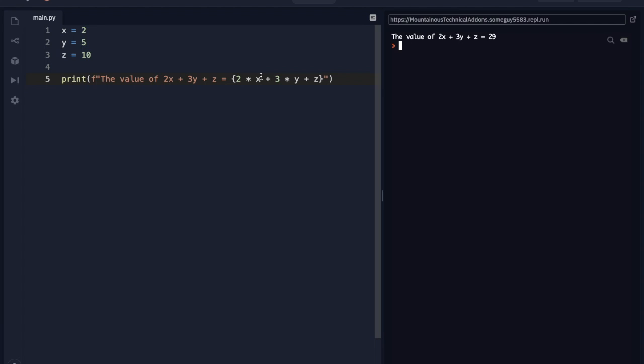So let's see if this is right. 2 times 2 is equal to 4. So 4 plus 3 times 5, which is equal to 15. And then you get 19 and the value of z, which is 10. And yeah, 19 plus 10 is equal to 29.